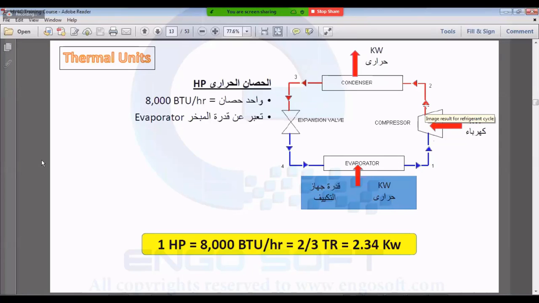What makes the refrigeration cycle? The refrigeration cycle has 4 components, right? Yeah. Evaporator, expansion valve, compressor, and condenser. Right or wrong? Yes. Right. Expansion valve, evaporator, compressor, condenser.